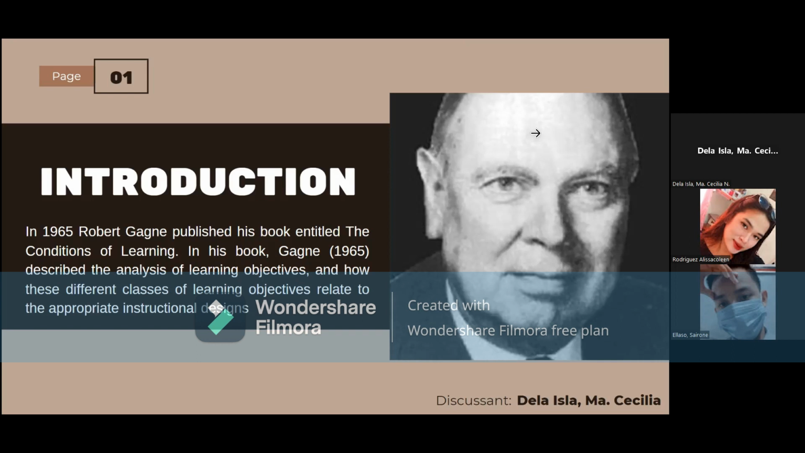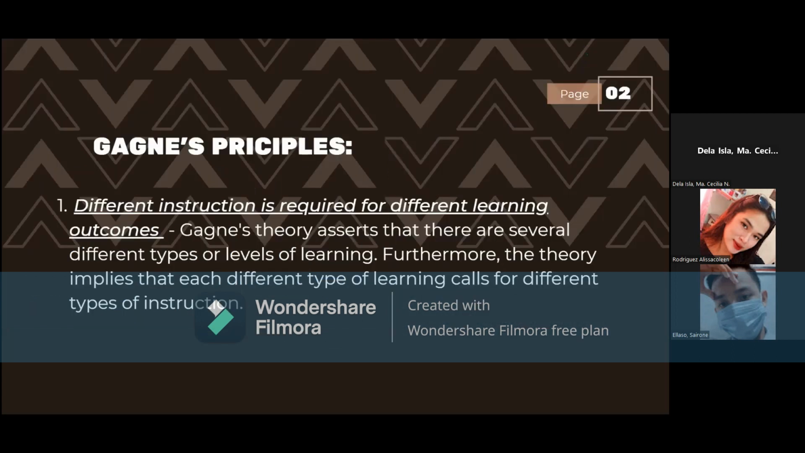Gagne also argued that different types of learning objectives require different types of instructional design, and he identified 5 different types of learning outcomes, which are verbal information, intellectual skills, cognitive strategies, motor skills, and attitudes. But before I discuss this, I have to discuss the conditions of learning.